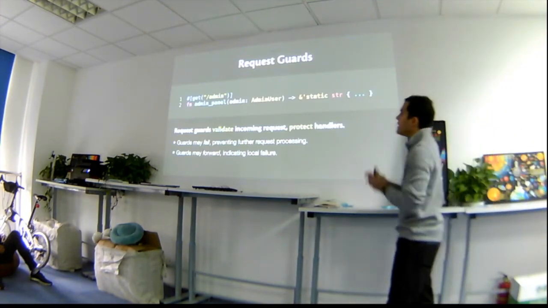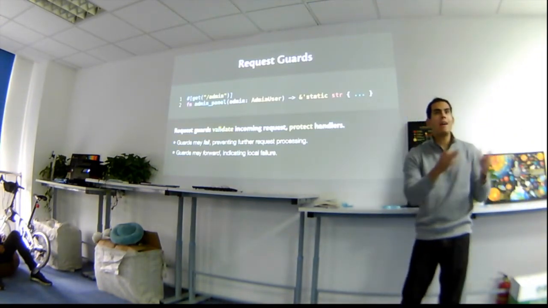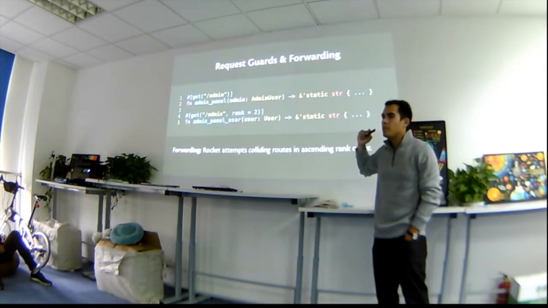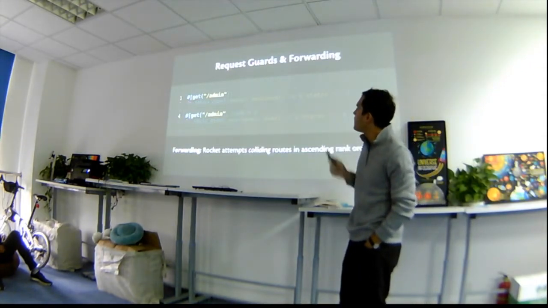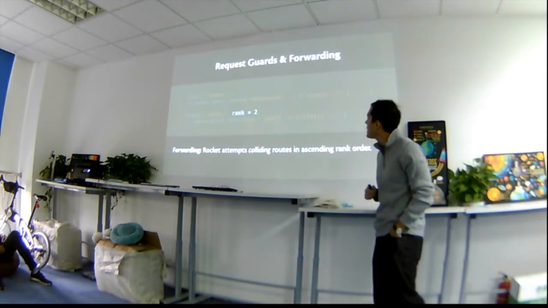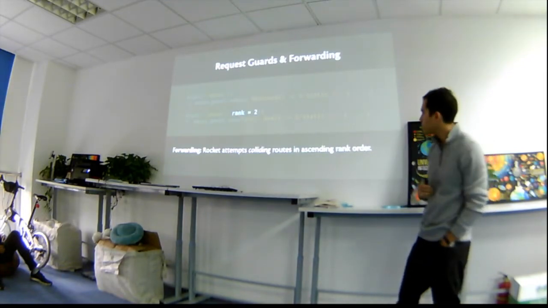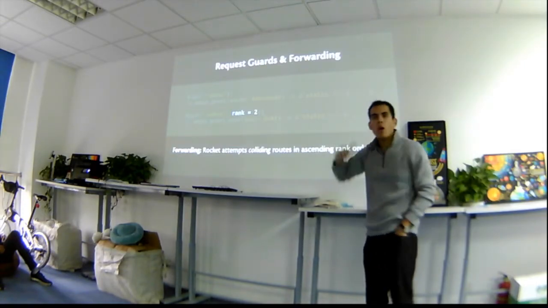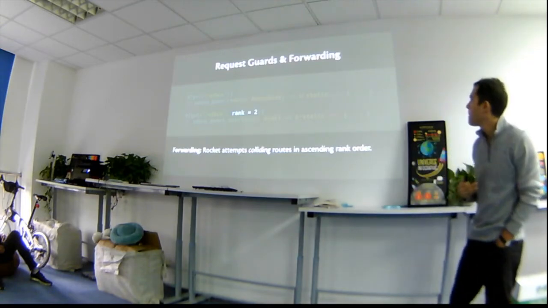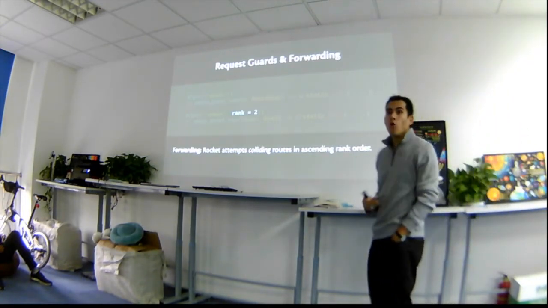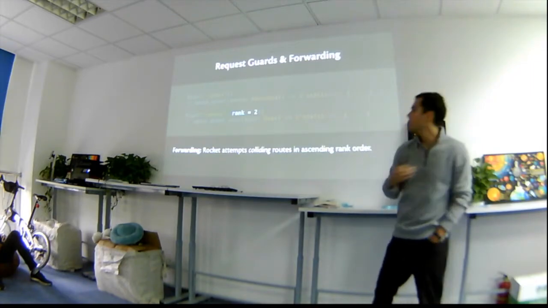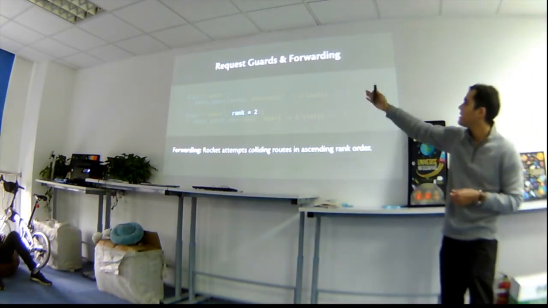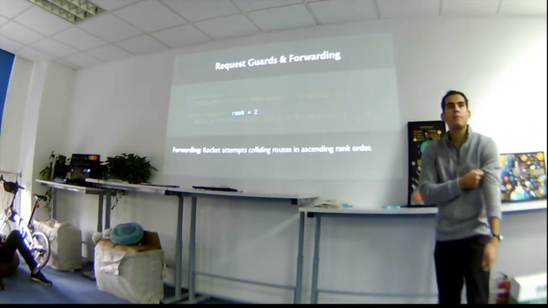So one thing that you might forward to is not an admin user, but a regular user. So we might have a second route. Both of them are to the /admin path, but one of them is ranked with a higher number, rank 2. What this does is it tells Rocket, okay, you're always going to try the thing with the lowest rank. And then, if that thing forwards, try the next colliding route. A colliding route means it matches the same conditions. So in this case, it matches get /admin with the next highest rank.